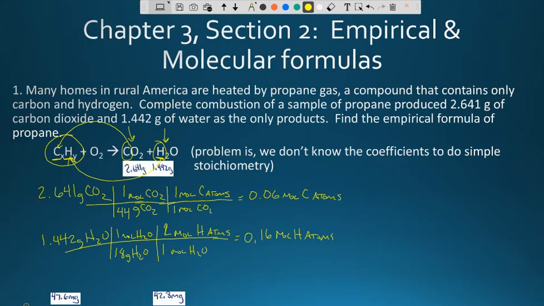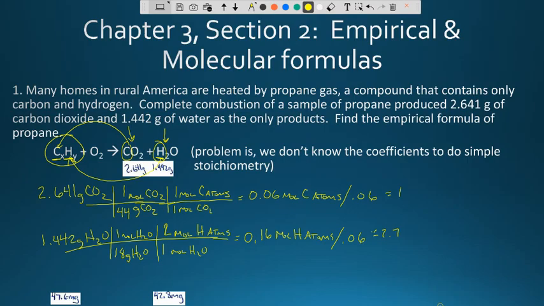And I already found that I had this many moles worth. So I do the same game I did on the previous slide with empirical formulas. I divide everything by the smallest number of moles. And so I find within my compound, I have a 1 to, in this case, 2.7. That says for every 1 carbon atom, I have 2.7 hydrogen atoms.